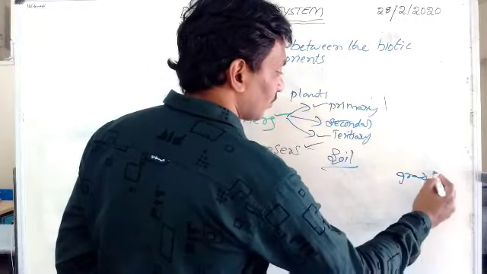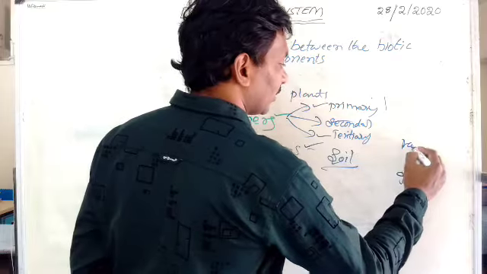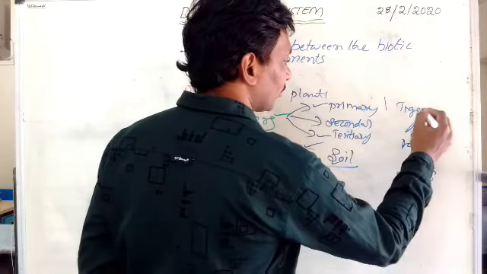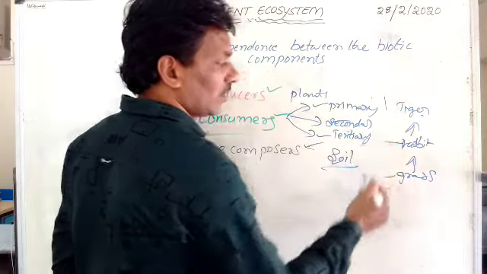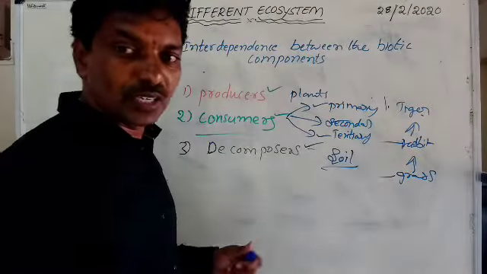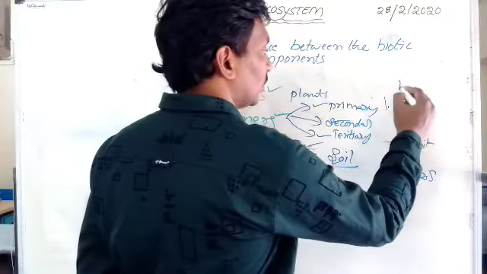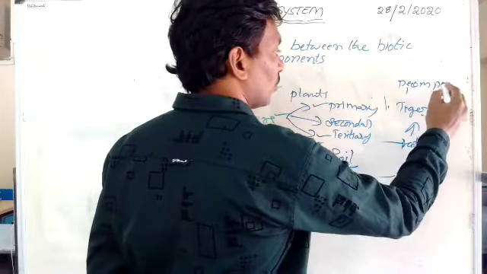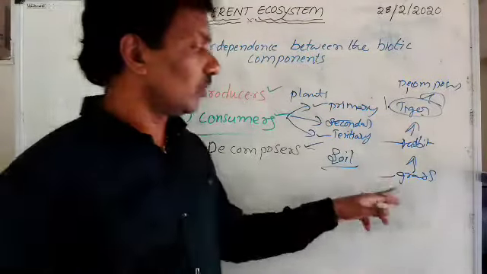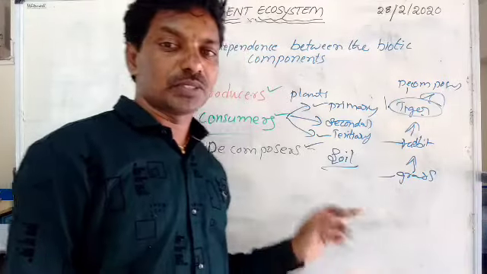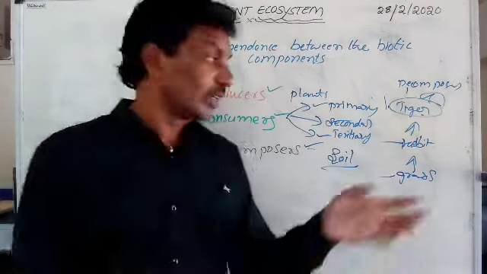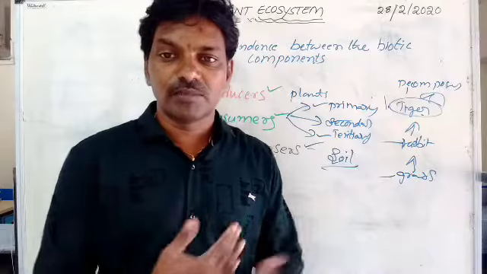For example, I am going to give grass. Grass is eaten by rabbits, and rabbits are eaten by tigers. So grass is the producer, rabbit the primary consumer, and tiger the tertiary consumer. The last one is the decomposer. When it dies, it decomposes. So we start with the producers and end with the decomposers. This is the level we can see inside the food chain.